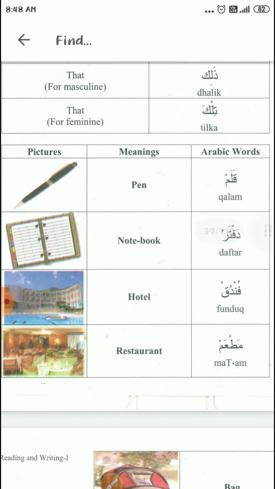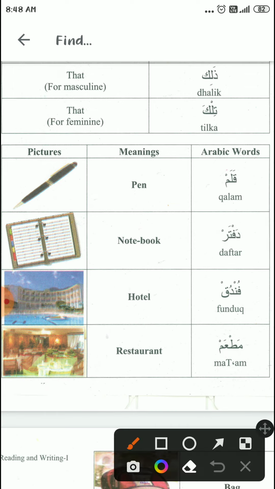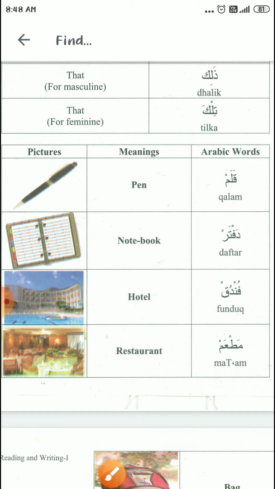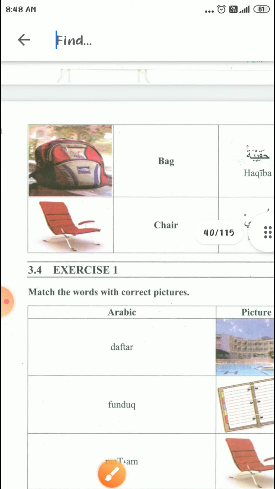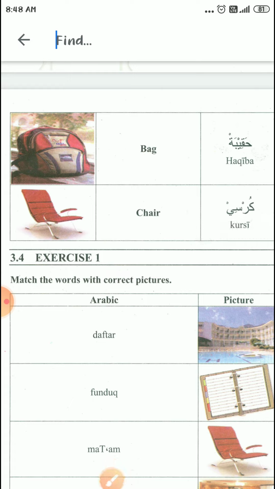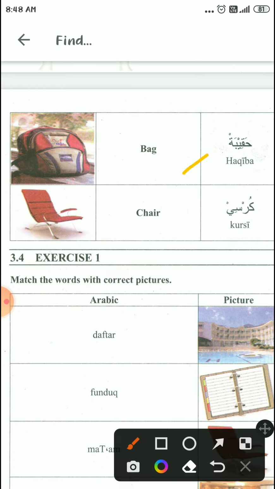Qalam means pen. Daftar, notebook, copy. Funduk, hotel. Mat'am, restaurant, a place to eat. Similarly, haqiba. Haqiba means bag. Kursi means chair.